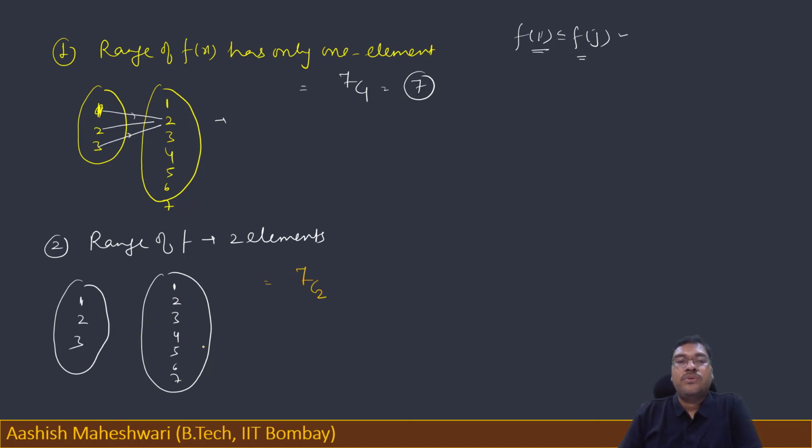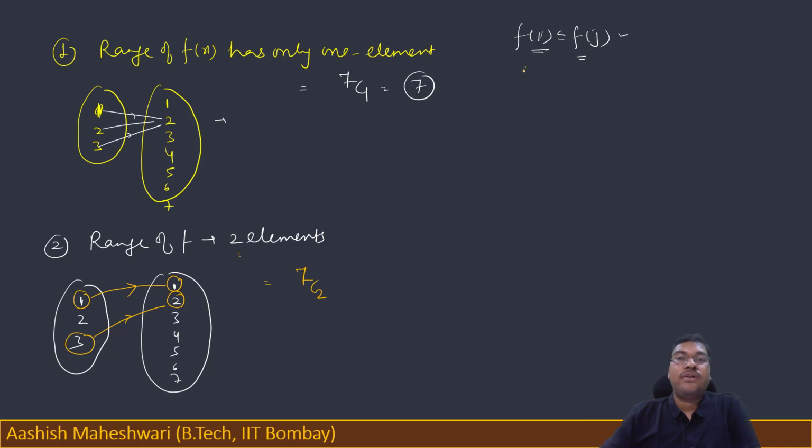7C2. So for example, let's say I have selected, in a simple case, 1 and 2, because we want 2 elements in the range. Now we are trying to map under this condition. So can we say, if you are selecting any 2 elements here, I have taken 1 and 2, obviously 1 will be mapped to the smaller value in any case, and 3 will be mapped to the larger value.